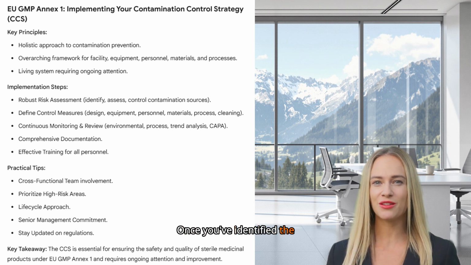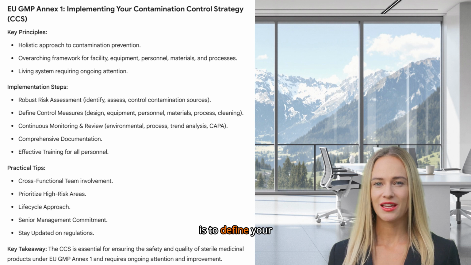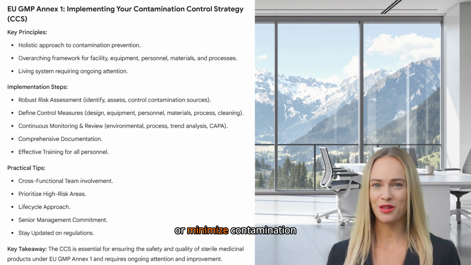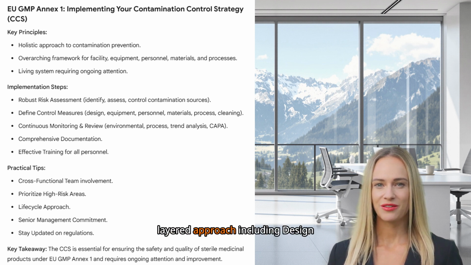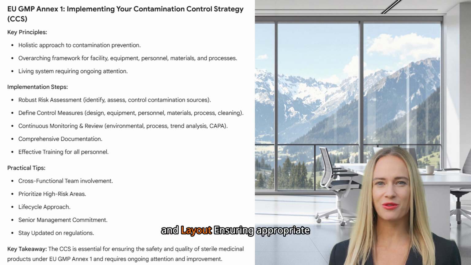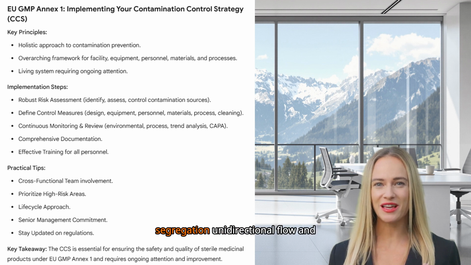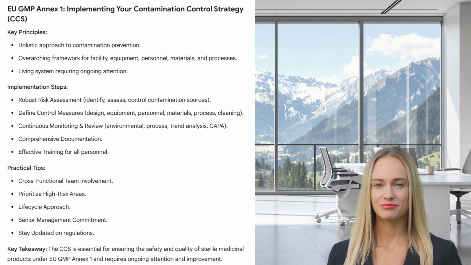Once you've identified the risks, the next step is to define your control measures. These are the actions you'll take to prevent or minimize contamination. This will involve a layered approach, including design and layout, ensuring appropriate segregation, unidirectional flow, and clean room classifications.